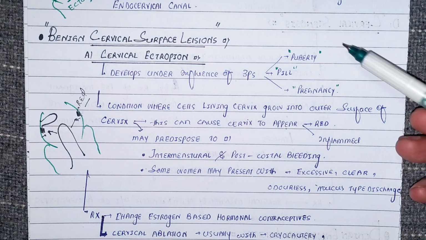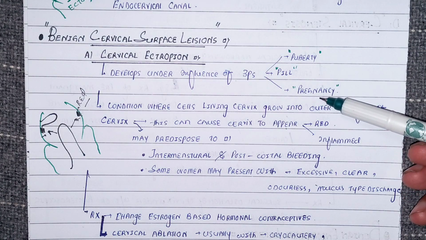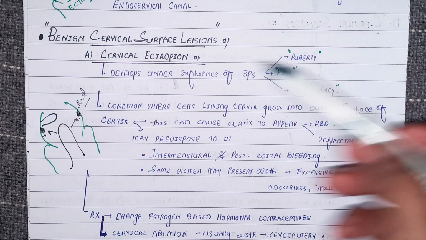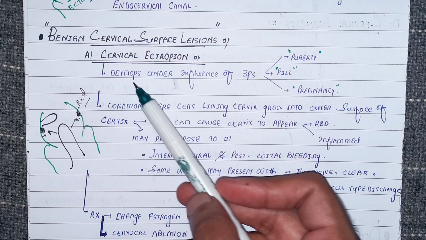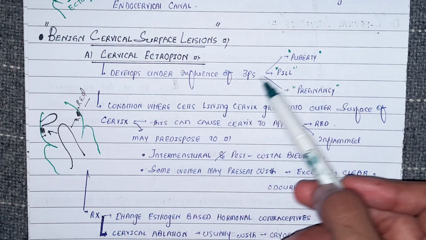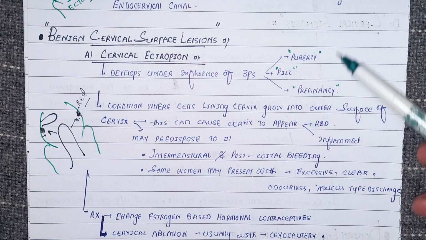So what are the three things that influence the cervical ectropion? As mentioned, the cervical ectropion develops under the influence of 3 P's: puberty, pill and pregnancy. ये 3 चीज़ें हैं जिसकी वजह से ये cervical ectropion बनता है.